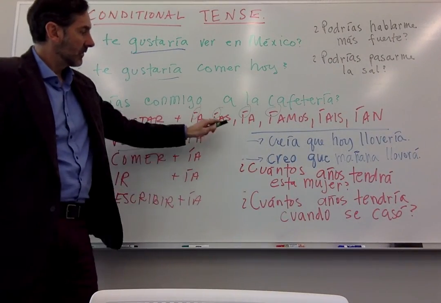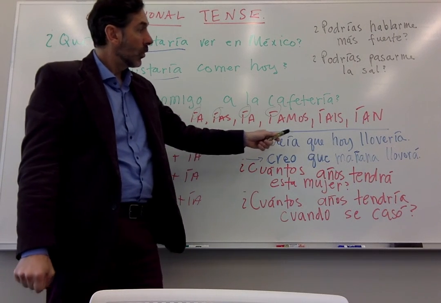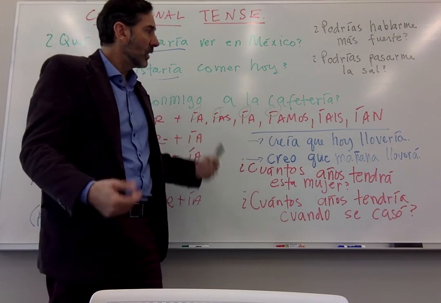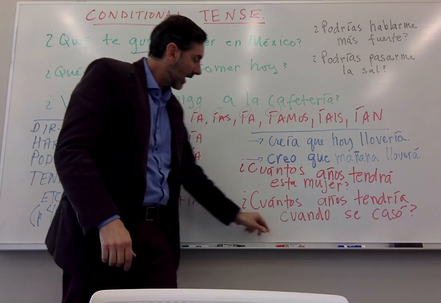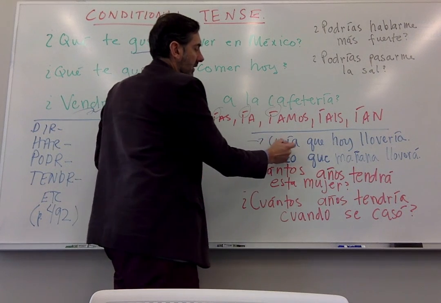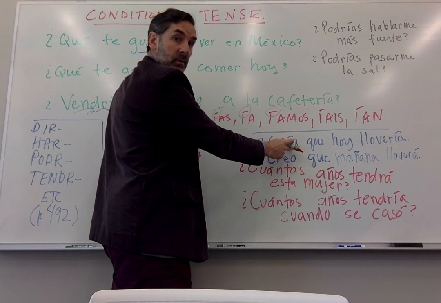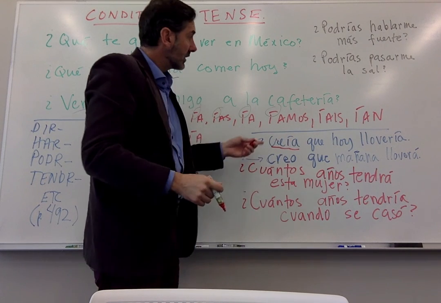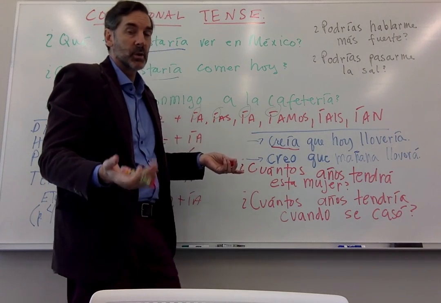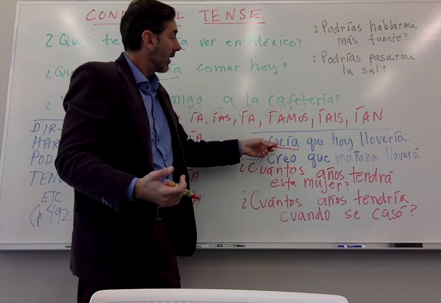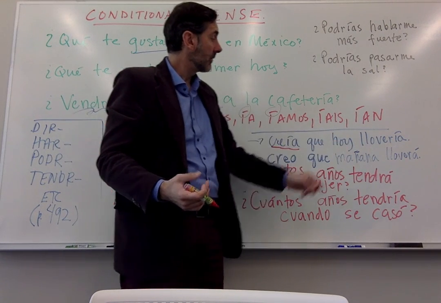Let's compare these few sentences here. Creía que hoy llovería. Here we have our imperfect: I believed, I was thinking that, I was believing that. And notice our imperfect endings that we learned way back in lesson 10 are the same for the conditional. So you've already learned the endings. You're just putting them onto the infinitives. I was thinking that it would rain, llovería hoy.